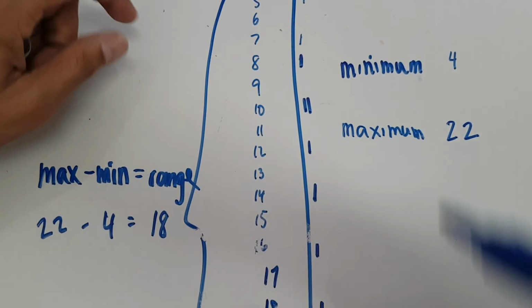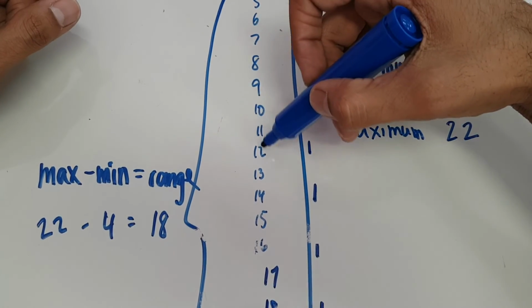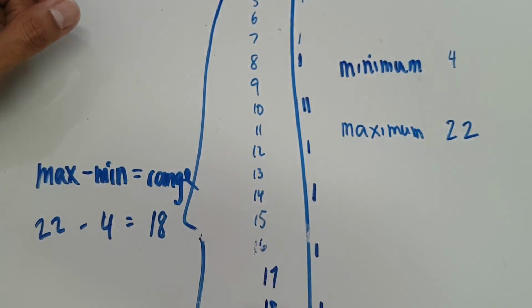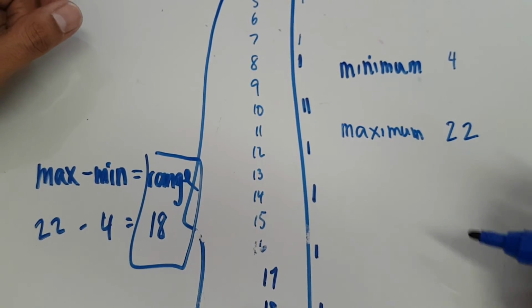Okay? I could have got a 4, I could have got a 5, I could have got 6, 7, 8, 9, 10, 11, 12, 13, 14, 15, 16, 17, 18, 19, 20, 21, 22. I could have 18 different kinds of answers. That's my range. And finally, my mode.